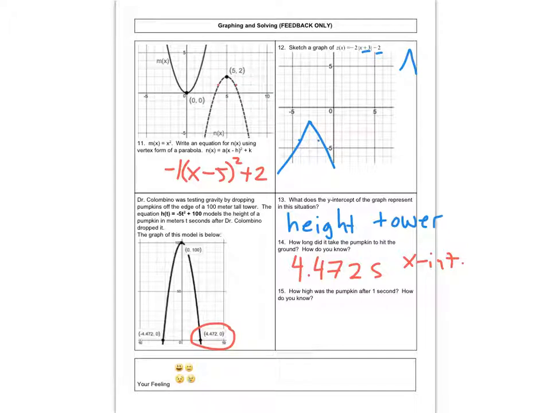How high was the pumpkin after 1 second? I can't really see based on the graph, so I have to use the equation here. I'm going to plug in 1 and get negative 5 times 1 squared plus 100. Negative 5 plus 100 would be 95 meters.